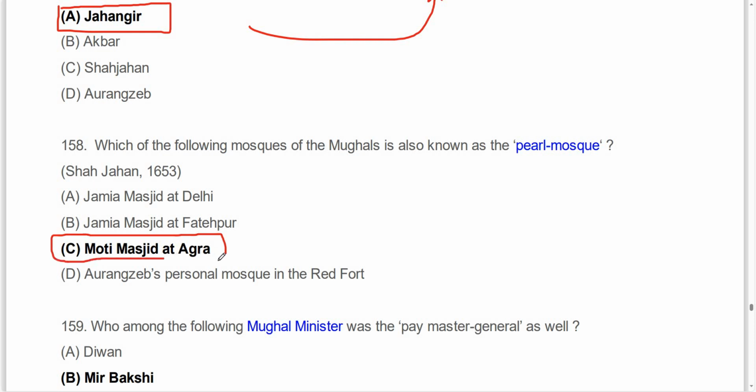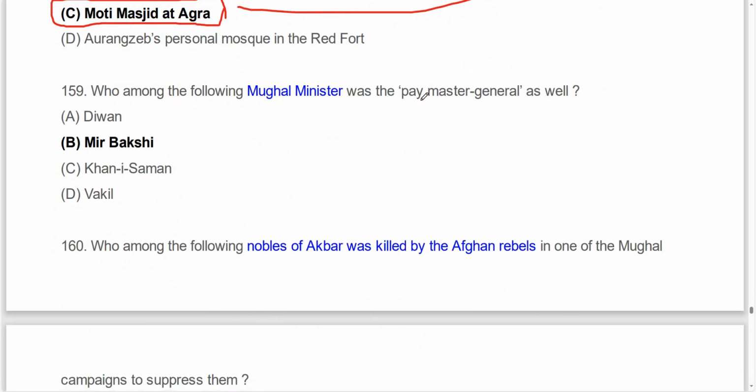Moti Masjid of Agra is also known as the Pearl Mosque, and this was constructed by Shah Jahan in 1653. So Moti Masjid Agra was constructed during Shah Jahan's time, 1653, and it is also known as the Pearl Mosque.